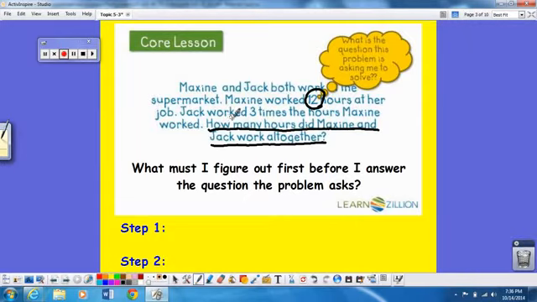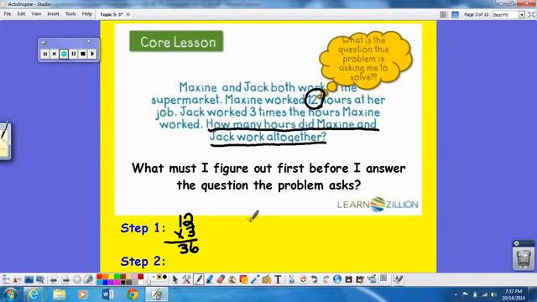For Jack, it doesn't tell us how many hours he worked, but it tells us he worked 3 times the hours of Maxine. So the first step in this problem is to figure out how many hours Jack worked. We know it's 3 times the hours that Maxine worked, and we know she worked 12. So your first step is to figure out what Jack worked. We know 3 times 12 is 36.